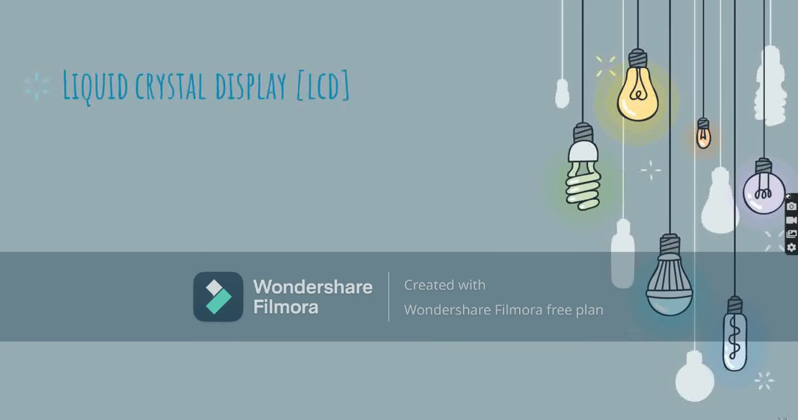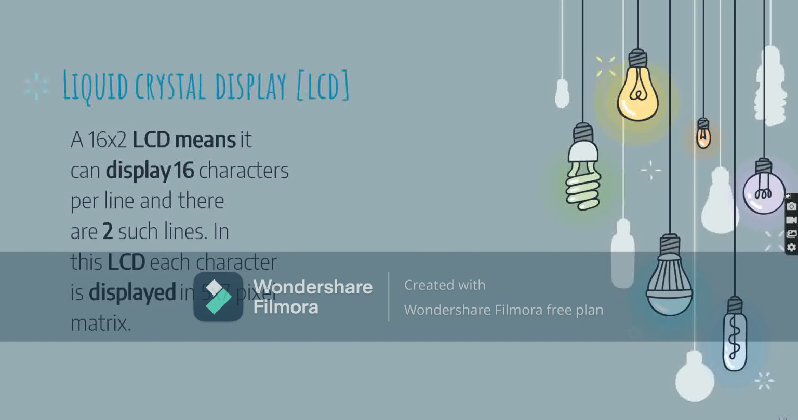Now coming to the liquid crystal display, that is the LCD. The liquid crystal display we use here is the 16 cross 2 liquid crystal display, which means it can display 16 characters per line and there are two such lines.